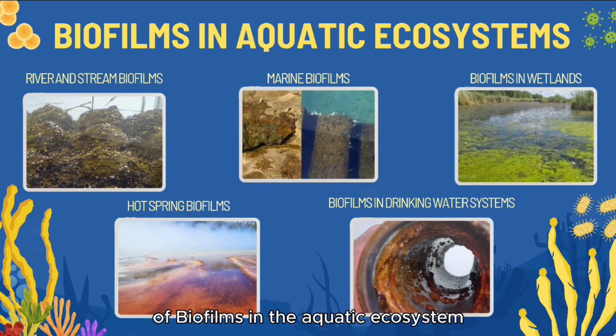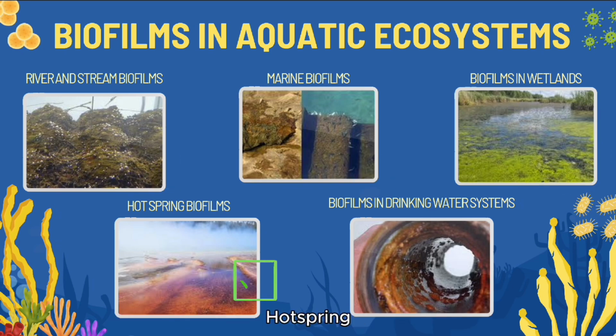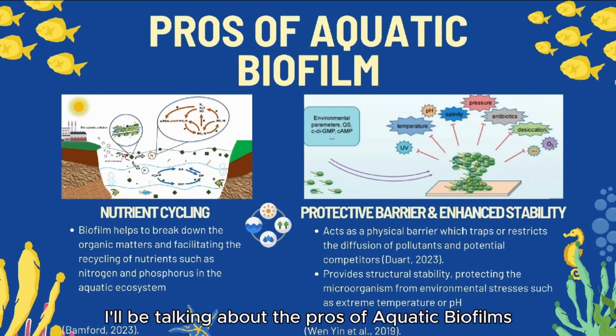In this slide, we will be looking at some examples of biofilms in the aquatic ecosystem. Generally, biofilms can be found in rivers and streams, the marine environment, wetlands, hot springs, as well as drinking water systems. Then, I'll be talking about the pros of aquatic biofilms.